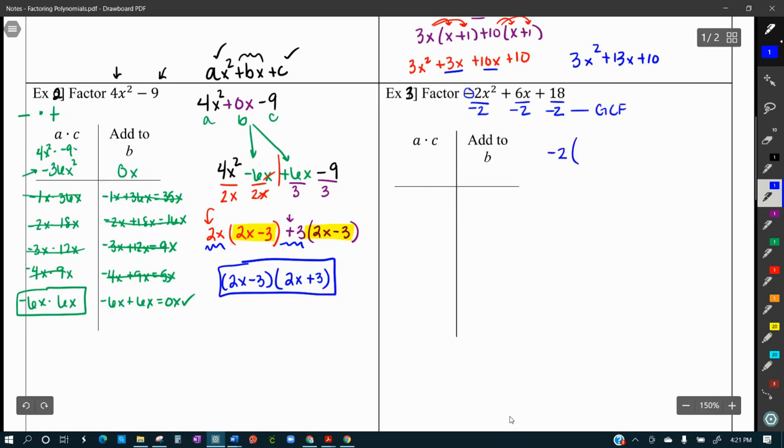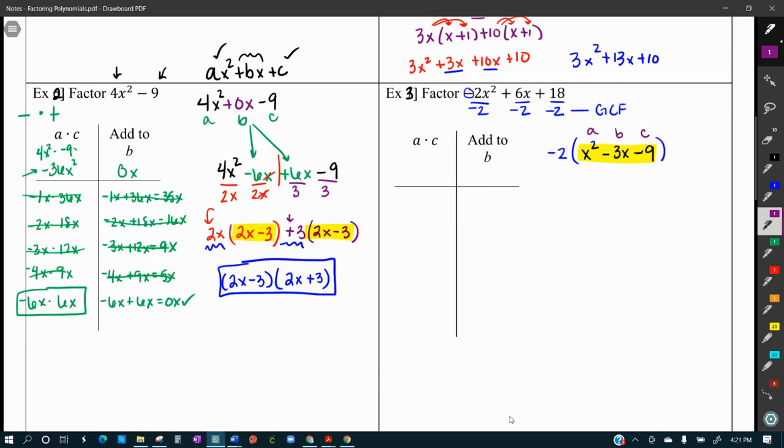So negative 2 times, okay, well, negative 2x squared divide out negative 2 is a positive x squared, because there's a 1 on the front. 6x divided by negative 2 is negative 3x. 18 divided out negative 2 is negative 9. So now that we have taken out a common factor, this here is what we are trying to factor further. So this is your A, this is B, and this is C.